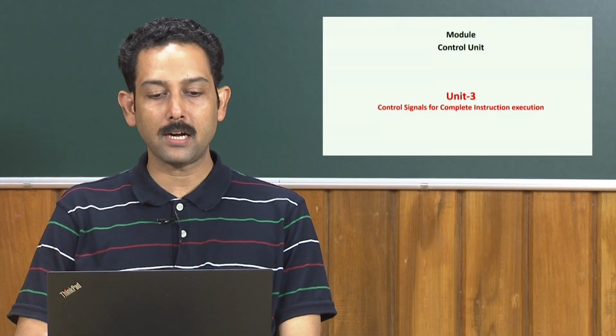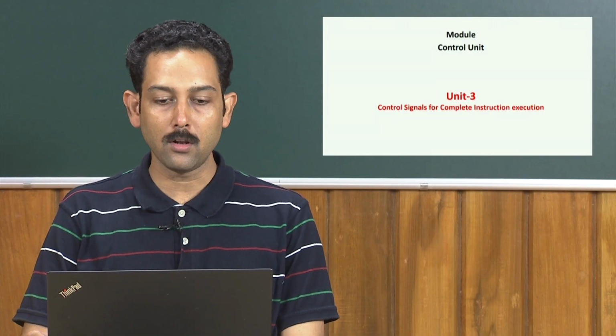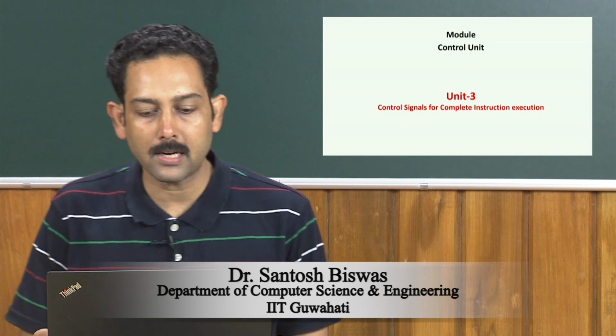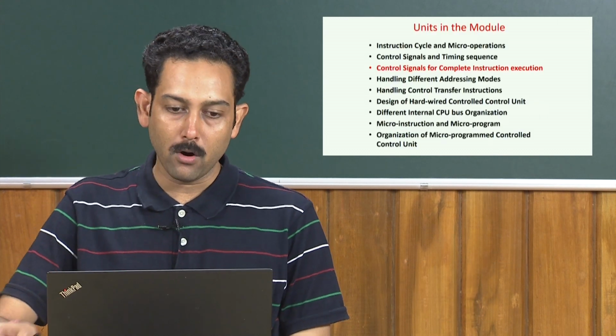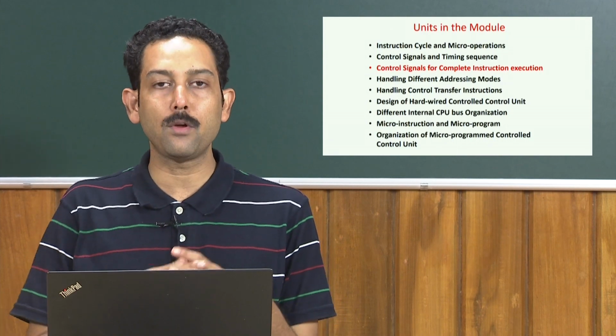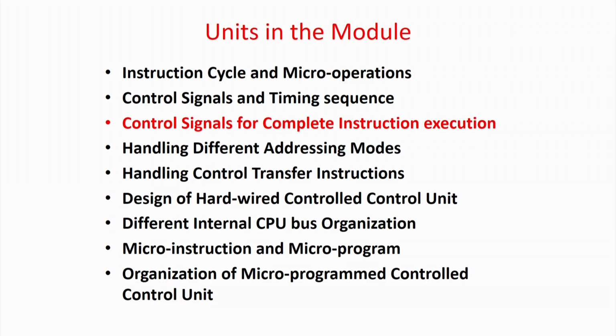Hello and welcome to the third unit of the module on control, and this unit is concerned with control signals for complete instruction execution. If you look at the flow in the last 2 units, we mainly covered what a single bus organization is and how different components are connected. Then we looked at, for a given instruction, the very broad control signals required and the timing diagrams involved in generating the control signals to execute this instruction.